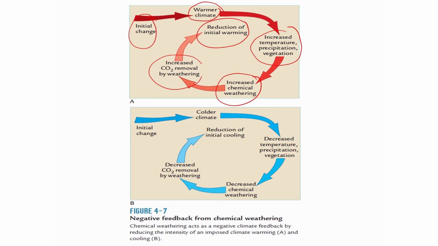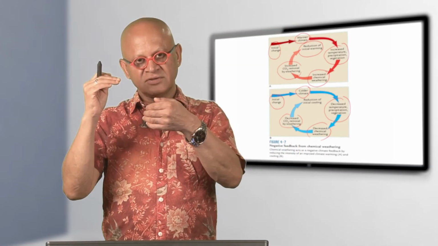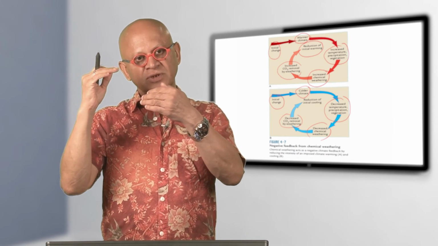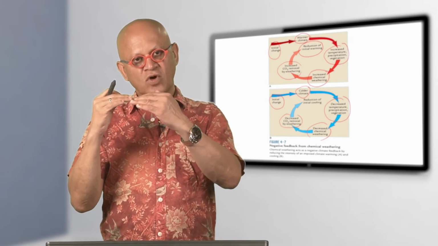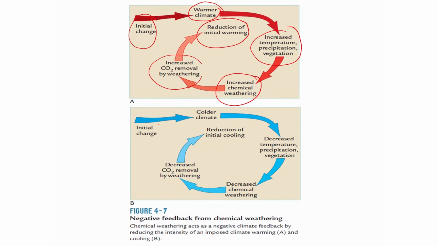Something wants to increase the temperature, but the processes then want to decrease the temperature. So it's just like a thermostat. You set the thermostat. If the temperature gets too warm, the AC will kick in and it will cool it. If it gets too cold, AC will go off and it will get warm again. Okay. The other way it can work is there is some change. You made it, let's say, colder, then the temperature will decrease, vegetation will decrease and precipitation will decrease. That will reduce the weathering rates, which means you are reducing the amount of CO2 being taken down, which means it will reduce the colder climate. So you have this negative feedback from weathering.